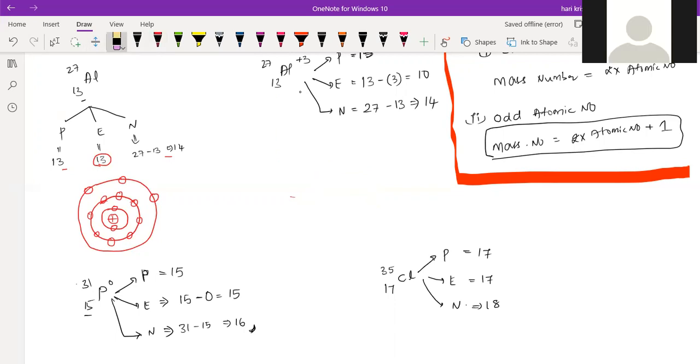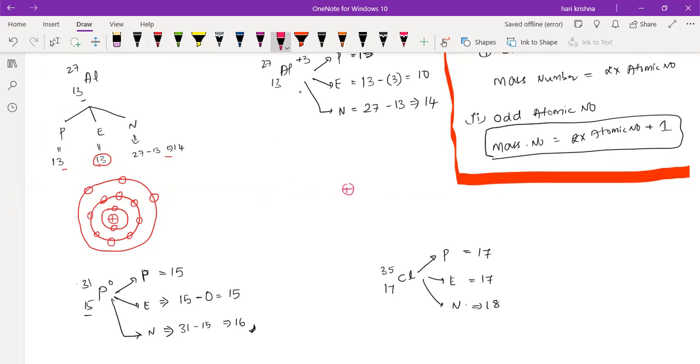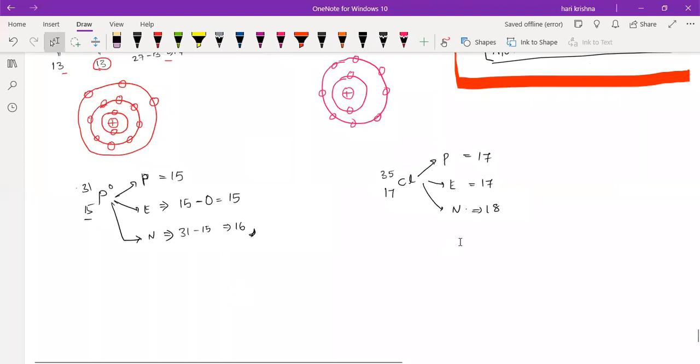It's clear, sir. But now we don't have to draw that 3 electrons over there. In the next case, it will not happen like that. Only the nucleus will be there. Total, how many electrons are there? 10. So first we'll give 2 electrons to the K shell. Next we'll give 8 electrons, and we have to stop over there. That's all.